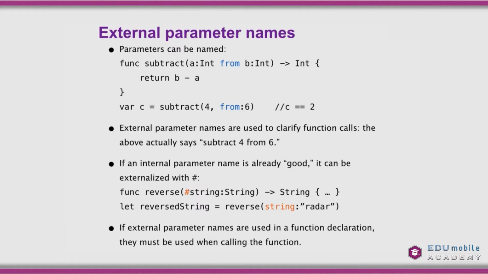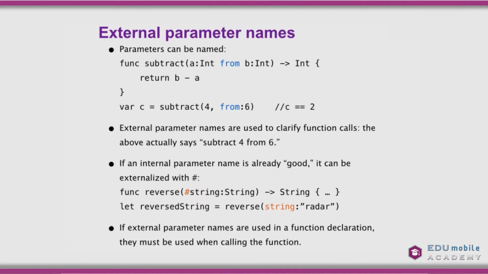Subtract 4 from 6. And this is really, really nice, because now our function says in its definition, in its call, exactly what it does. Make a variable, call it C, and make the value equal to subtract 4 from 6. Very cool. These are called external parameter names. Internally to this function, the parameter name for b is b. Externally, the parameter name for b is from. So external parameter names are used to clarify function calls. The above actually says subtract 4 from 6.